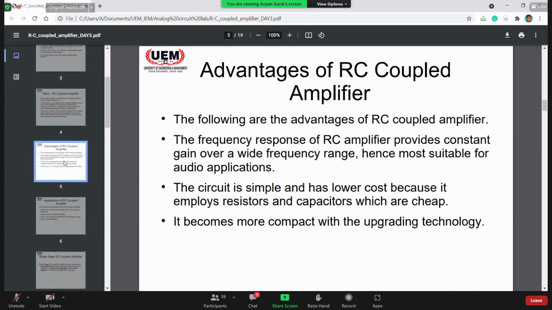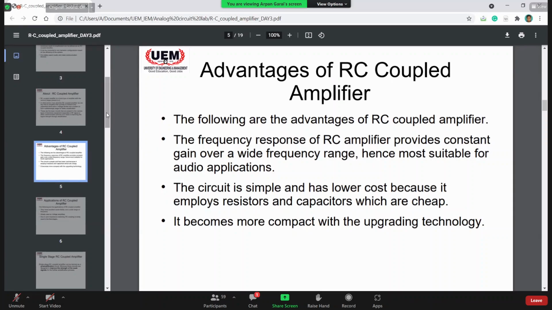Now, the advantages of the RC coupled amplifier. The following are the advantages. The frequency response of the RC amplifier provides constant gain over a wide frequency range. I will briefly discuss what that means. Constant gain over a wide frequency range, hence it is most suitable for audio amplification.